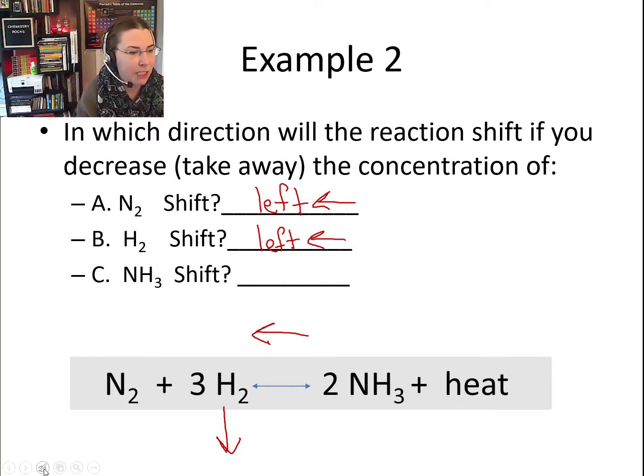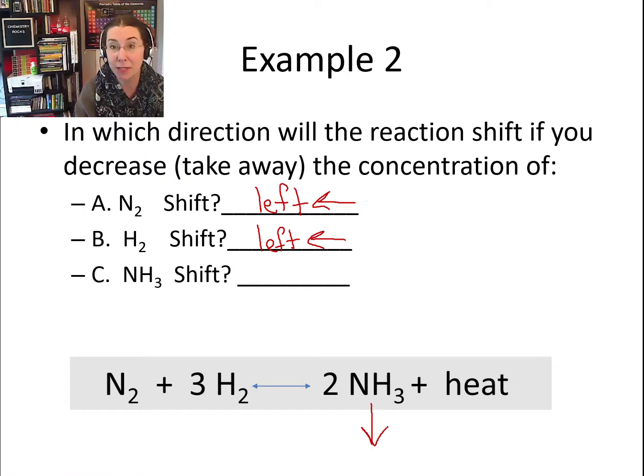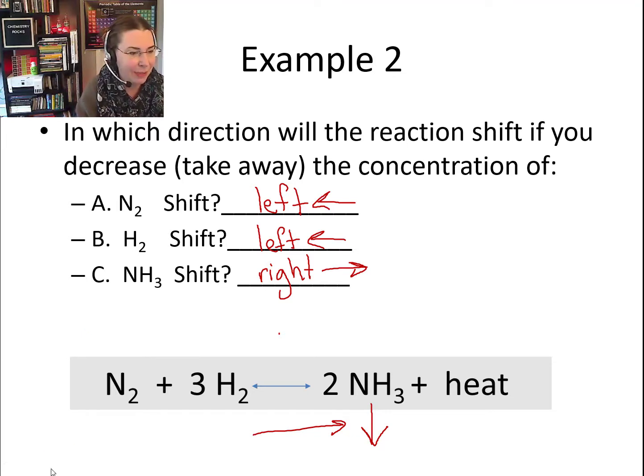And lastly, what's going to happen on the other side? What's going to happen if we decrease the ammonia? What's going to happen to our system? Which way will it shift? So if I take away ammonia, my system is going to shift to the right. And that's because the system's going to try to replace the ammonia that I took away. All right, so remember, add, away, take away, towards. Let's look at some more examples.